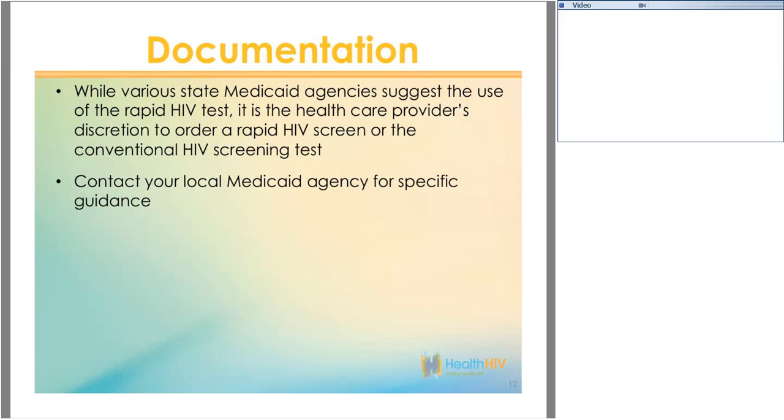Okay, so we just spoke about this. Oh, I'm sorry. So in terms of the types of testing, most states suggest that the providers use a rapid HIV test. It's a point-of-care test. The results are given right on the spot, but it is up to the provider's discretion whether or not they want to use the rapid HIV screen or if they want to use the conventional method where the test is performed and it's sent to a lab and you wait for the results. So it's totally up to the provider's discretion that will determine which type of testing they want to perform.